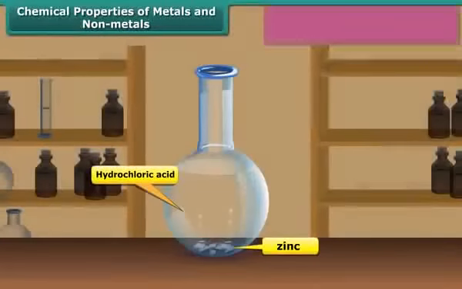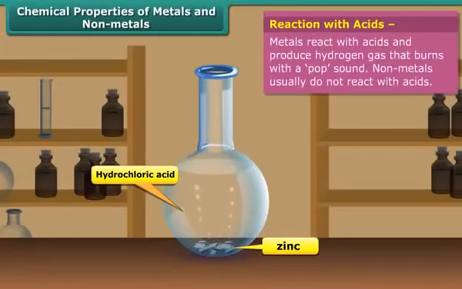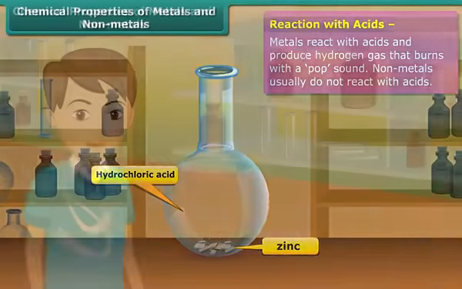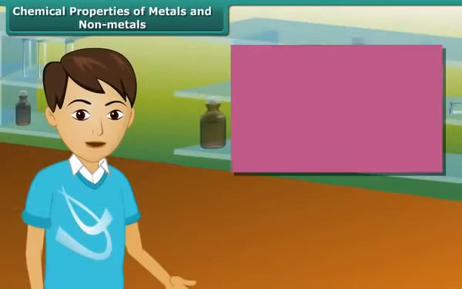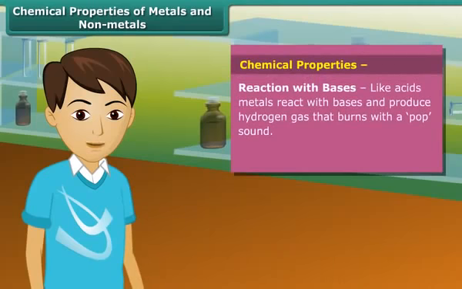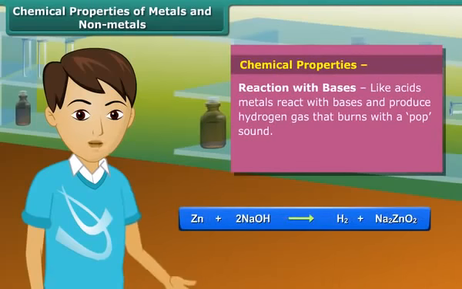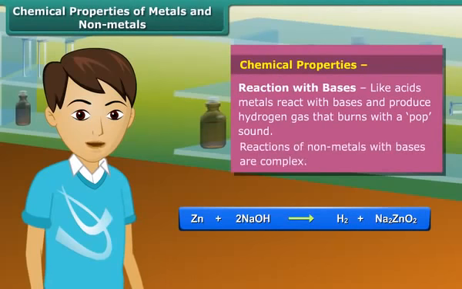Now let's know about the reaction of metals and non-metals with acids. Metals react with acids and produce hydrogen gas, while non-metals don't react. Friends, you'll be surprised to know that like acids, metals also react with bases and produce hydrogen gas. Non-metals react with bases in a complex way.